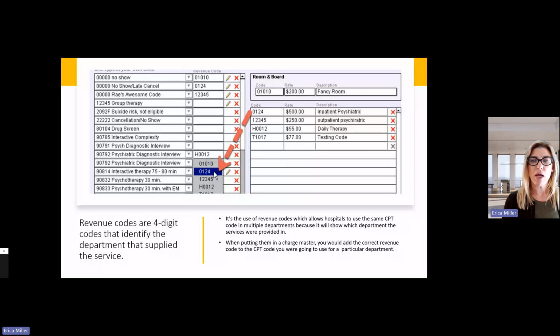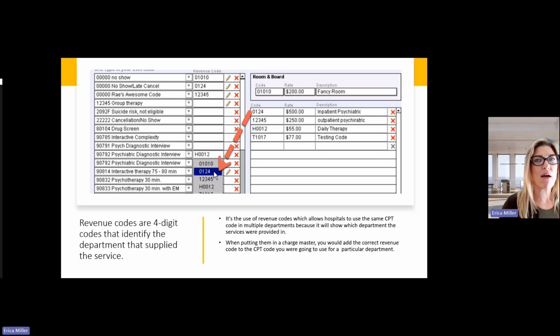All right, up next, let's talk about those revenue codes. Revenue codes are 4-digit codes that identify the department that supplied the service. It's the use of revenue codes that allows hospitals to use the same CPT code in multiple departments, because it will show which department the services were provided in. So when putting these revenue codes on the charge master, you would add the correct revenue code to the CPT code you were going to use for that particular department.